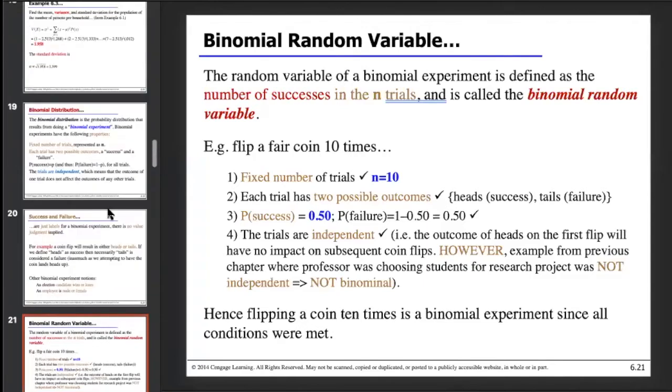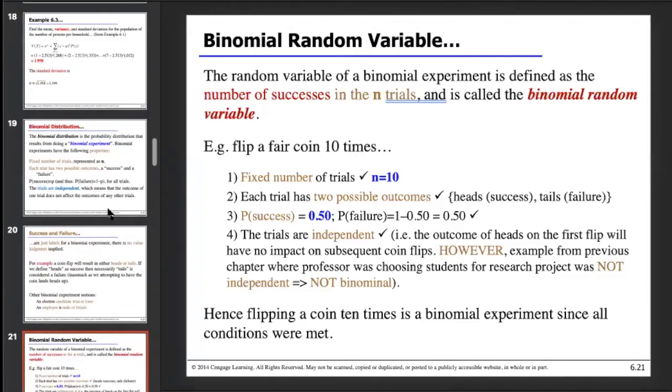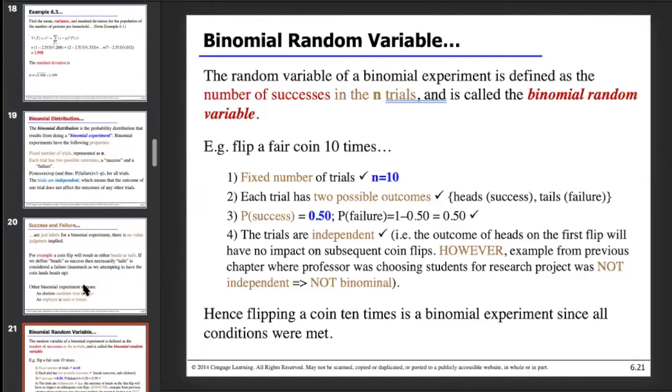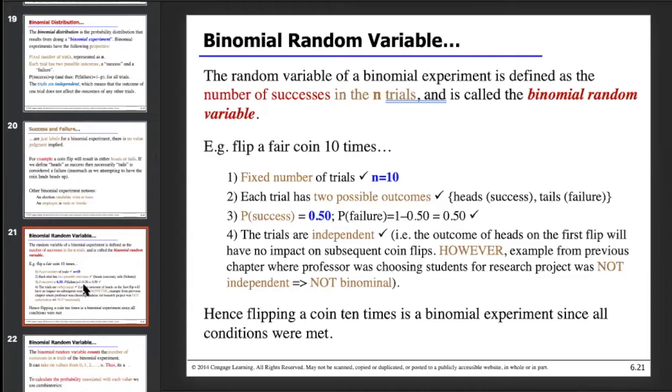Now, before we do binomial distribution, we need to first do a test and make sure that what we have in front of us is indeed a binomial random variable. And for that purpose, we need to do a test where the answer of all 4 questions has to be yes. Okay, so first question would be, is that a fixed number of trials? So we have to have a check on that one.